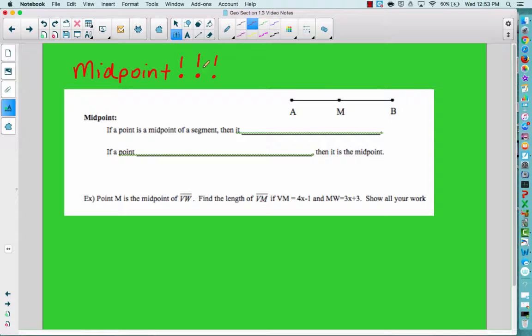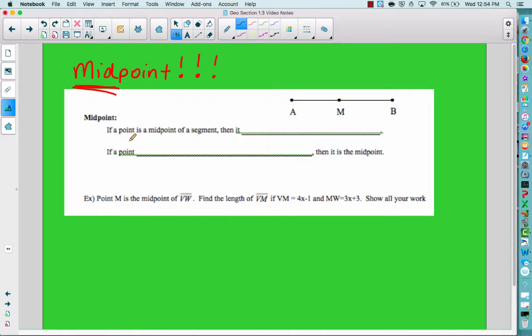All right, so midpoint. If you didn't know what the word meant, I hope that you start breaking things up into pieces. So I'm looking at this and I see the word mid in midpoint. And mid to me means middle. And that's exactly what midpoint is. It's the middle point of a segment. It's the point that's in the middle of a segment.